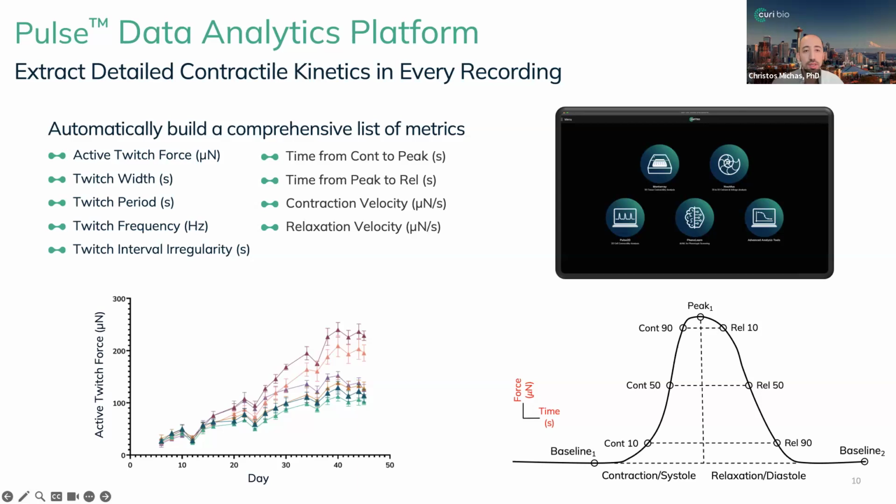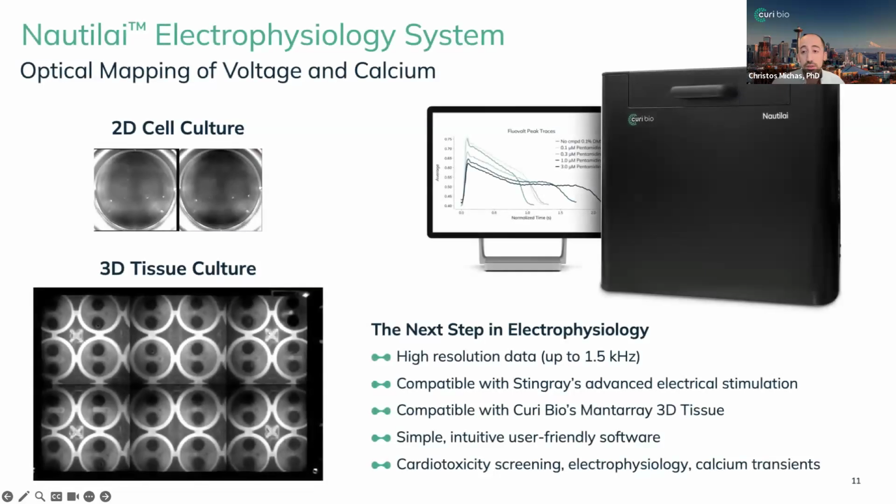If contractility is not enough for you and you'd like to expand further to other types of outputs, then we also have the Nautilite electrophysiology system. This is for optical mapping of voltage and calcium. It has a very high resolution and it is compatible with 2D culture plates up to 384-well plates, and then with the Mantarray 3D tissue culture consumables. And again, it has its own software and it has a range of applications that you could use it for, including cardiotoxicity screening, electrophysiology, and calcium transients.